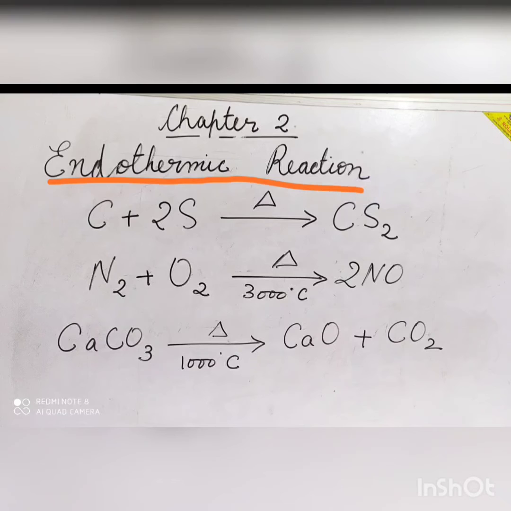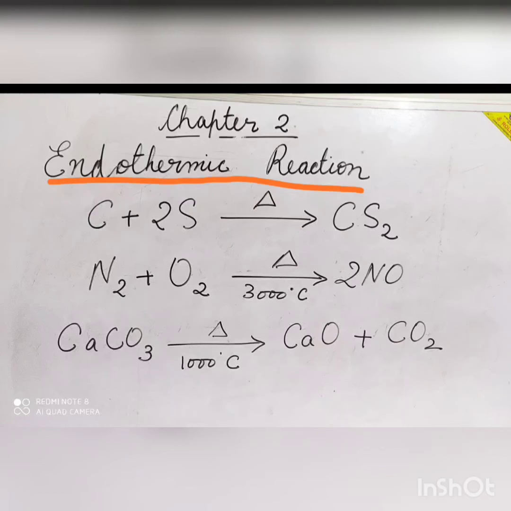Endothermic reaction. A chemical reaction in which heat is absorbed is called an endothermic reaction. It causes a fall in temperature. Thus, such reactions cannot be sustained without a supply of energy from an external source. In an endothermic reaction, the total energy content of products is more than that of reactants.